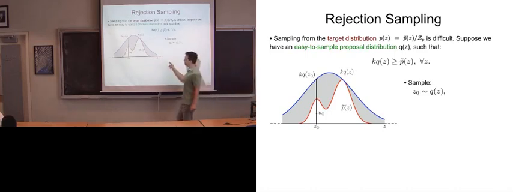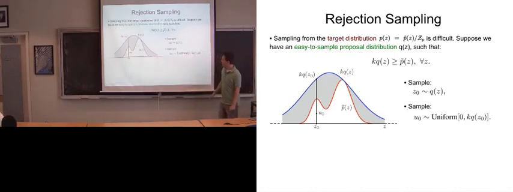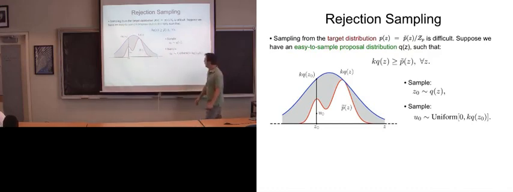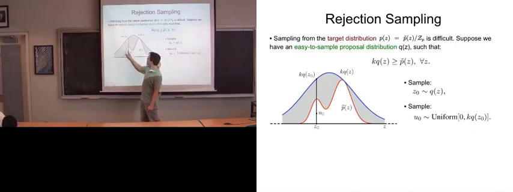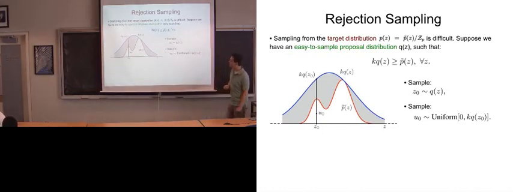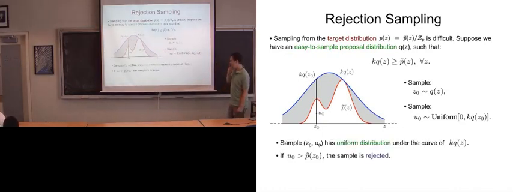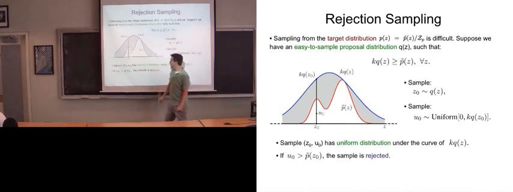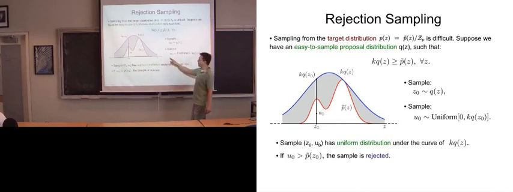You can sample Z from your proposal distribution. And then, so let's say you sample from your proposal distribution, this is your sample, right? And then you sample U uniformly from 0 all the way up to the upper bound, K times Q of Z0. And if you can show that this sample, Z and U, has uniform distribution under the blue curve, it's effectively a definition of getting samples from the distribution, right?